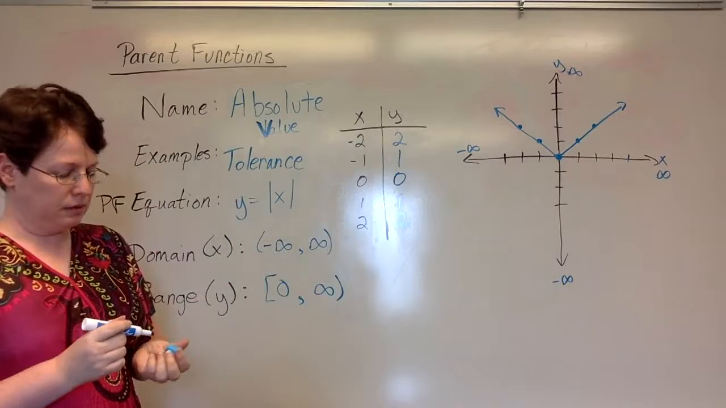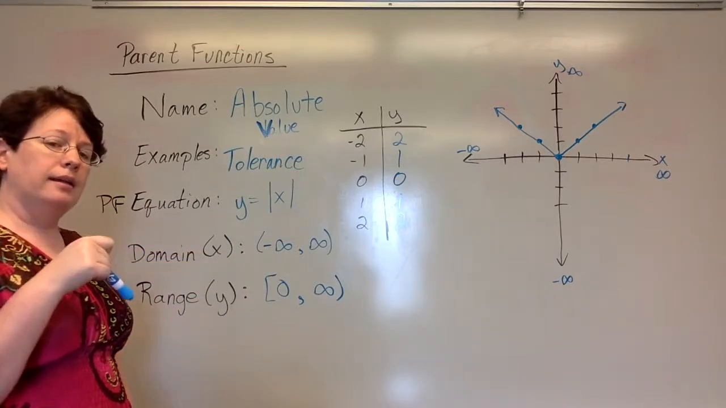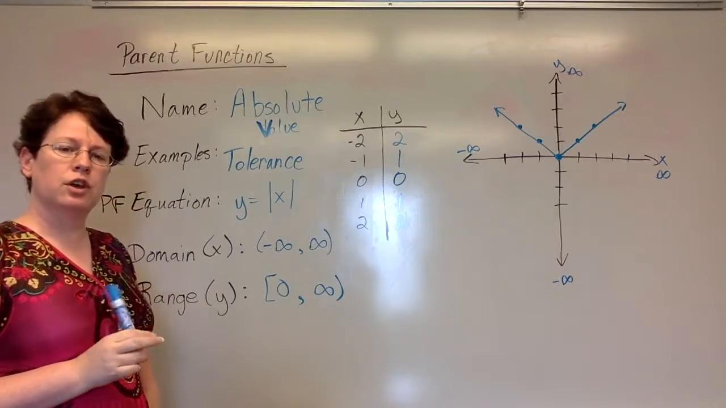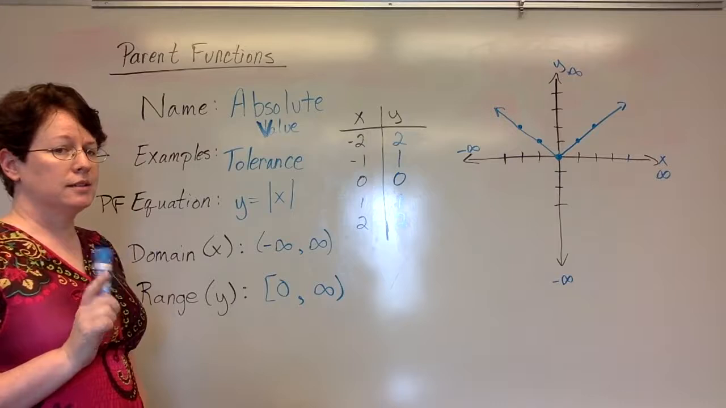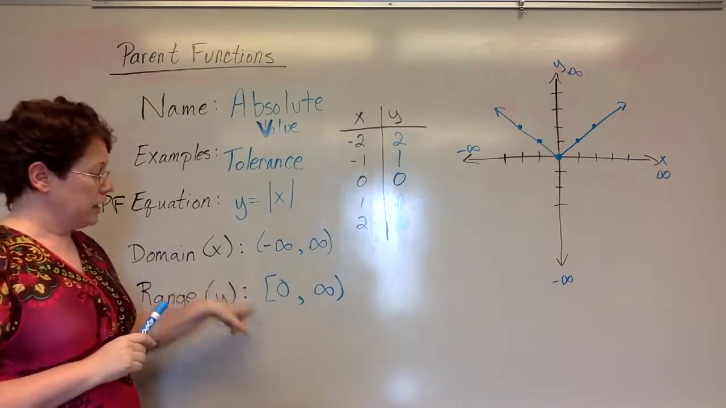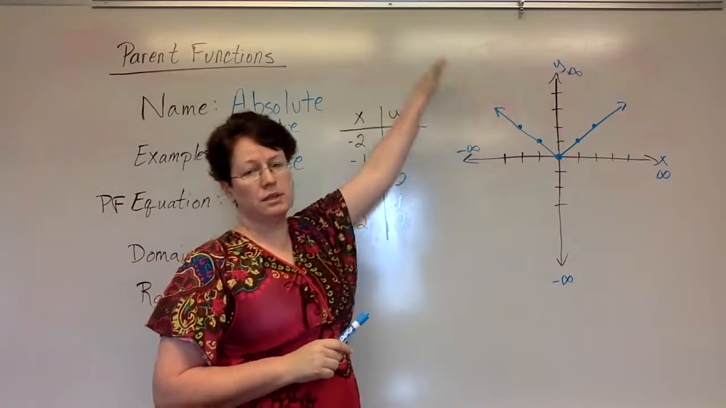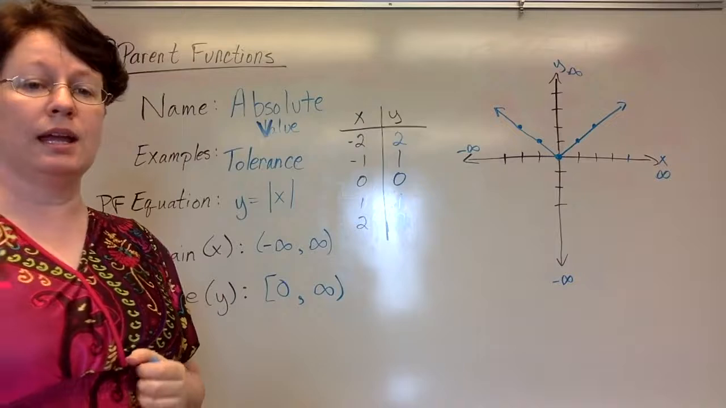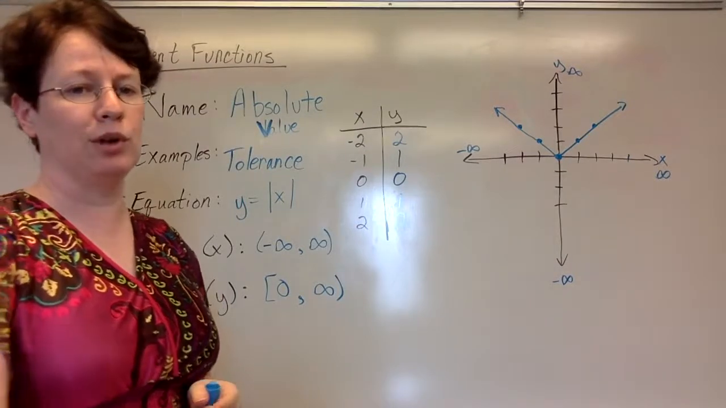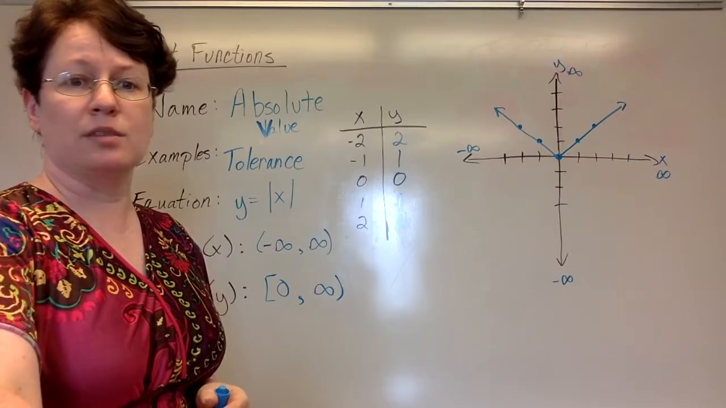Now, did you notice something? I noticed something. This domain and range, if I look back, is the exact same domain and range for which other parent function? You got it. It's the quadratic. The quadratic has the exact same domain and range as the absolute value. It's only the top half of the graph. So we will explore absolute values in the absolute value unit, and we will learn a lot more about them. Until then, let's enjoy the next parent function.